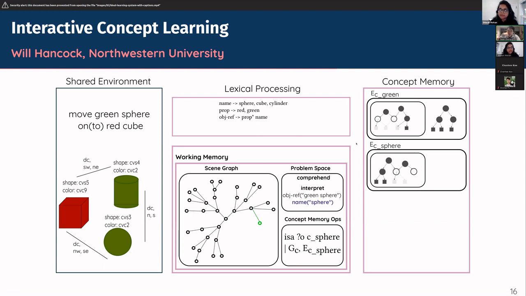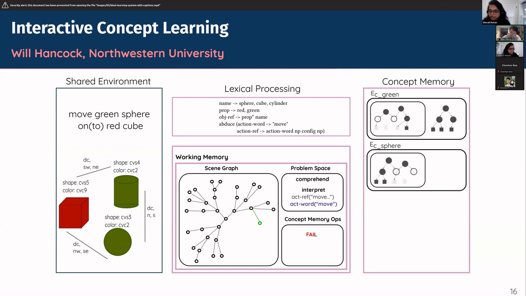But what happens if the instructor uses a word that you have no concept of? So you have no experience that's associated with that concept, right? So let's study that. When I try to look up my concept memory and say, well, can you tell me something about move? The concept memory will fail. It would say, well, I don't have anything. This is new to me, right?